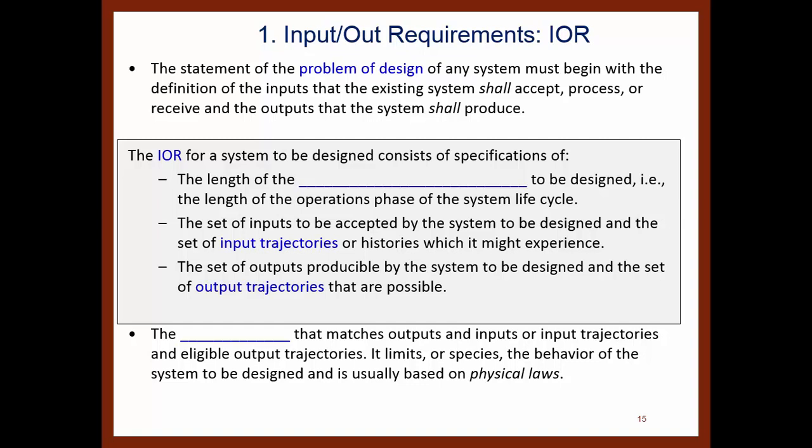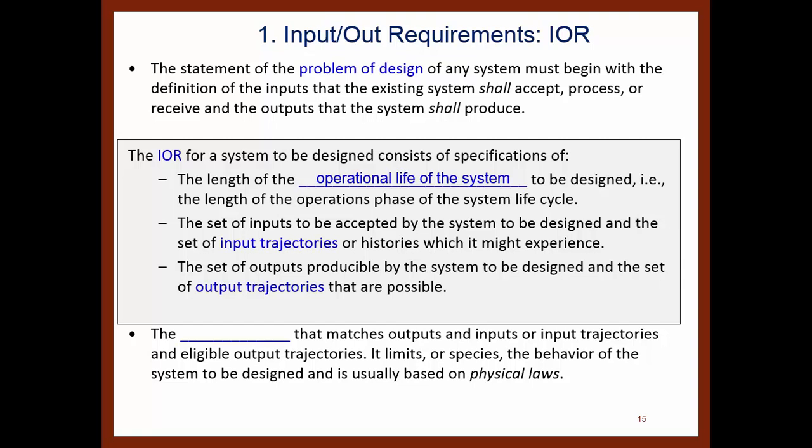So for instance, if you're looking at a project in which you're trying to design a system to transport patients, in this case, the input is going to be the patient appointment, the patient requirement to get to the hospital. So the input-output requirements for a system to be designed consist of specification of the length of the operational life of the system to be designed. For example, the length of the operation phase of the system life cycle, the set of inputs to be accepted by the system to be designed, and the set of input trajectories, which we already mentioned.